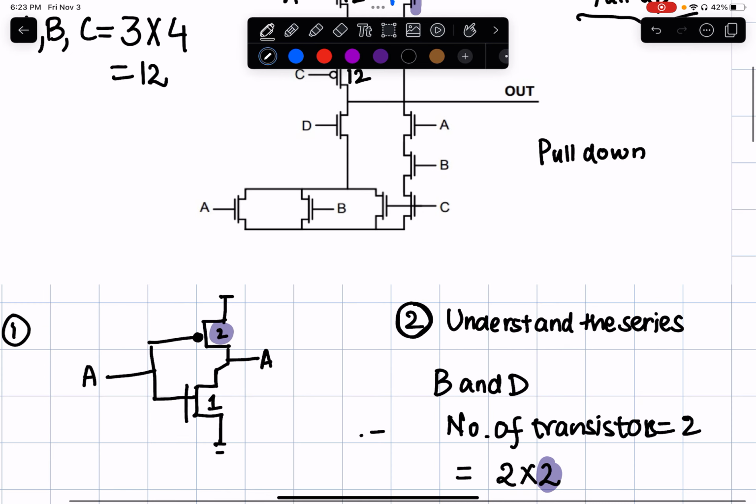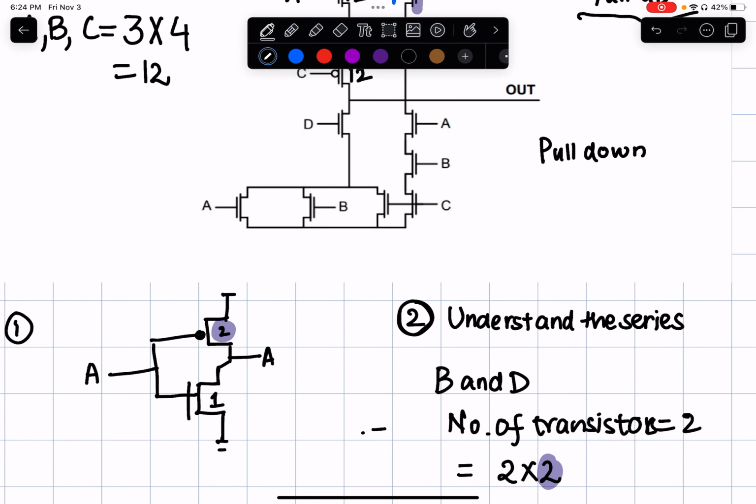Now we are going to focus on pull-down. For the pull-down network, we still need to understand the concept of UniCMOS, but we are going to focus on NMOS. The NMOS value is 1. The size of NMOS is 1, so it's easy for pull down because all you have to do is multiply by 1. How many transistors are here? 1, 2, and 3, right? So a total of 3 transistors. 3 multiplied by 1 is 3 here, 3 here, and 3 here.